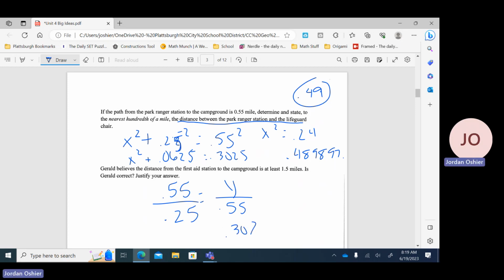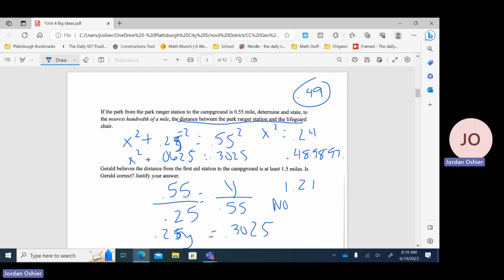So 0.3025 equals 0.25y. Divide by 0.25 on both sides. 0.3025 divided by 0.25, and that's 1.21. Is he correct?